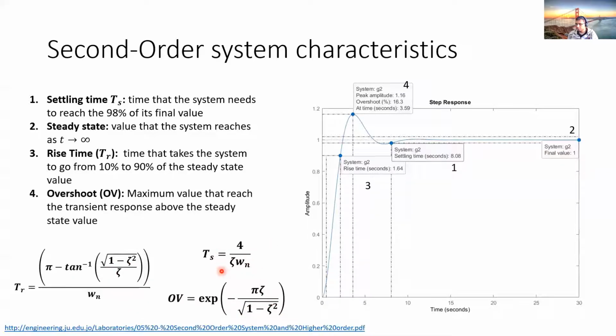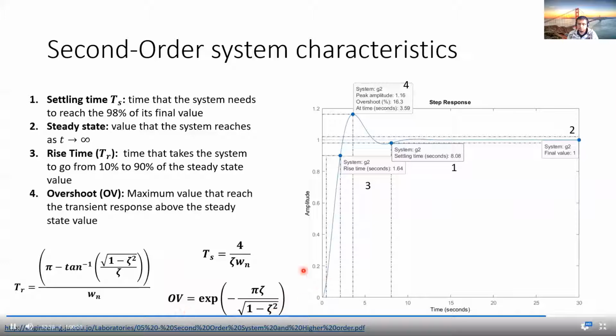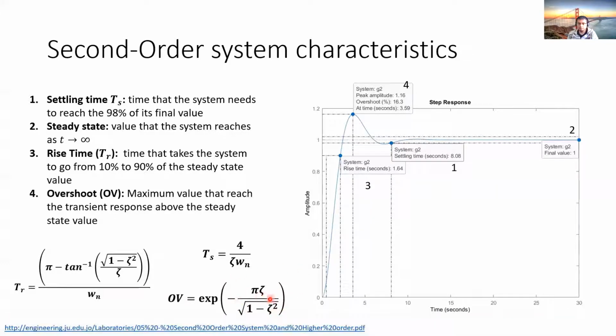Some of the most important ones: settling time is 4 over ζωn. This will be our settling time. Our overshoot is the exponential of minus πζ over the square root of 1 minus ζ squared. This value is bounded between 0 and infinity. That's the bound of this value. But in theory, this value will be between 0 and 1.